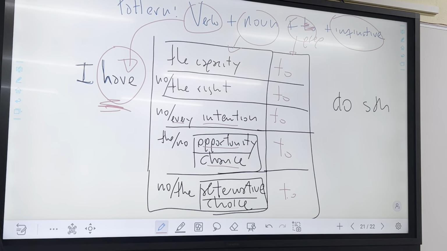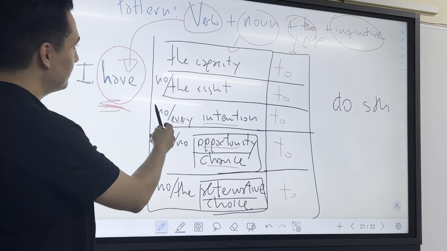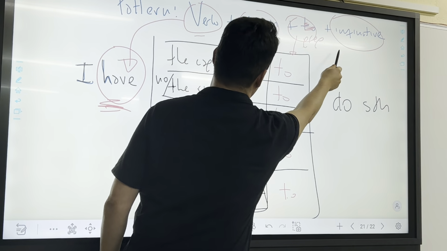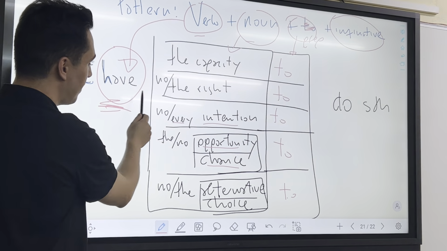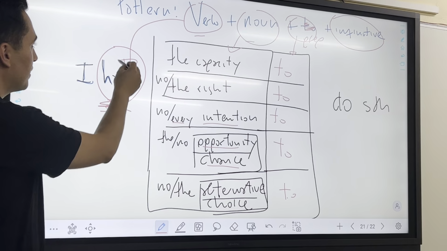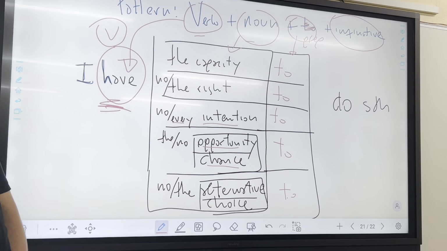Sorry? This is a pattern. Why? Is this a pattern? The pattern verb, noun, to, and infinitive. It's a pattern. I have the right to do something. I have the intention. This is a pattern starting here. It's a different pattern.